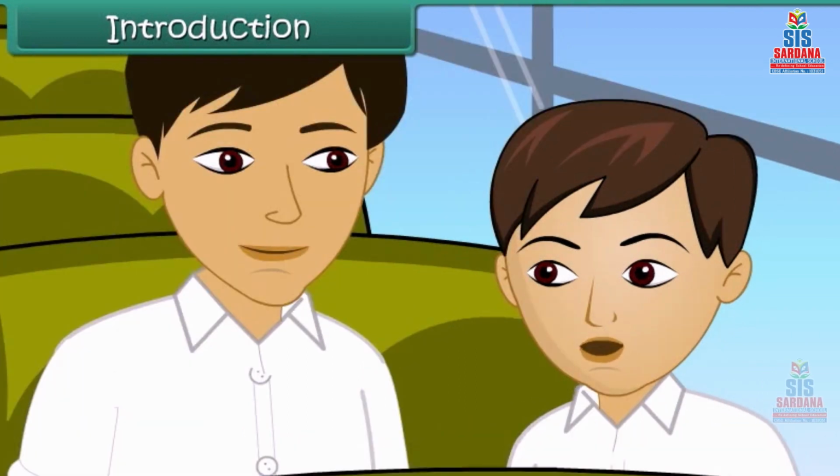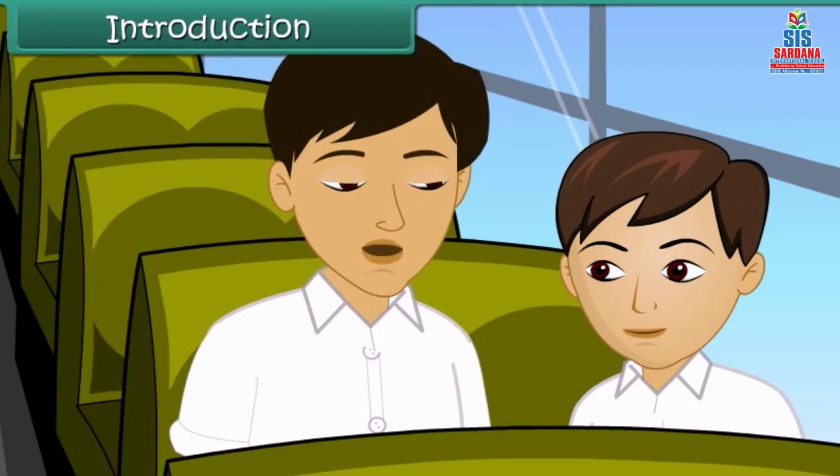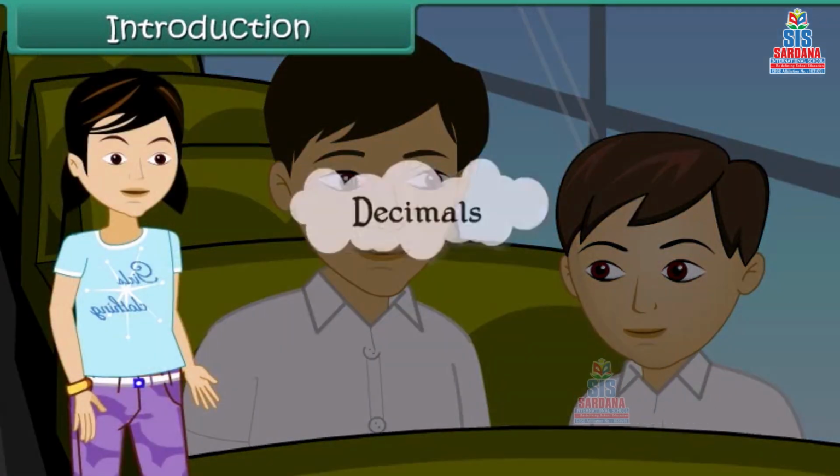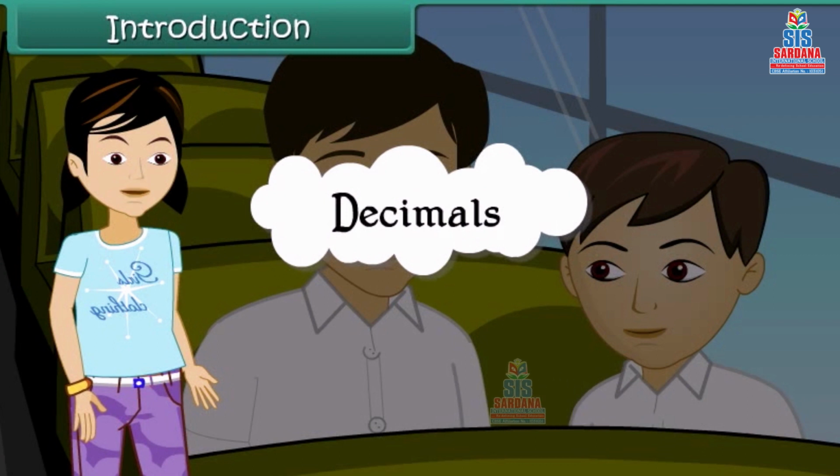I don't understand the point 2 here. What is it? Well, 3.2 lies between 3 and 4. And we call the number after the point a decimal number. Basically, it is a part of a whole number. Children, in this lesson we will learn about decimals. Come along to know.